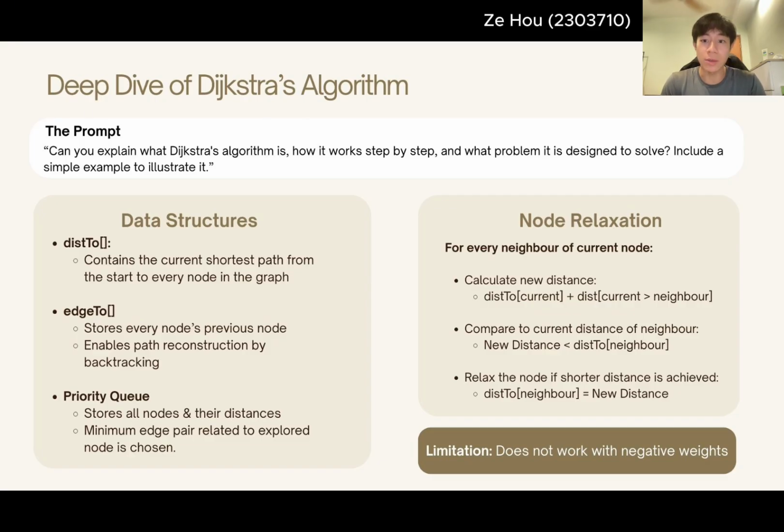chosen at each step. The main function of Dijkstra's algorithm is node relaxation, and for every neighbor of the current node, a new distance is calculated by adding the distance to the current node and the distance to step over from the current node to the neighbor node. This is compared to the current distance of the neighbor, and the neighbor node is relaxed if a shorter distance is achieved. However, Dijkstra does not work with negative weights.